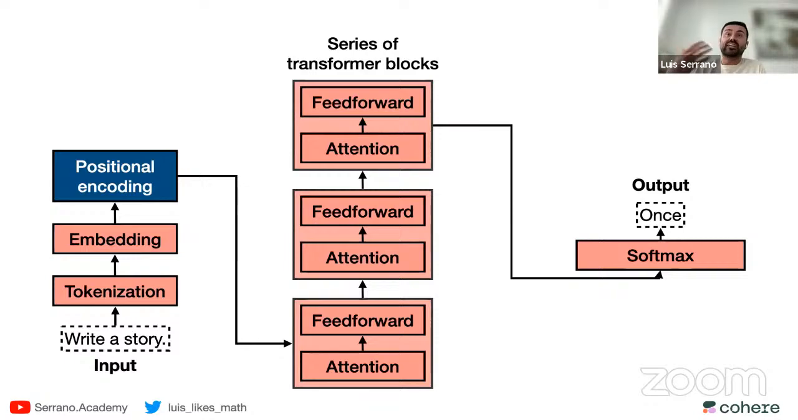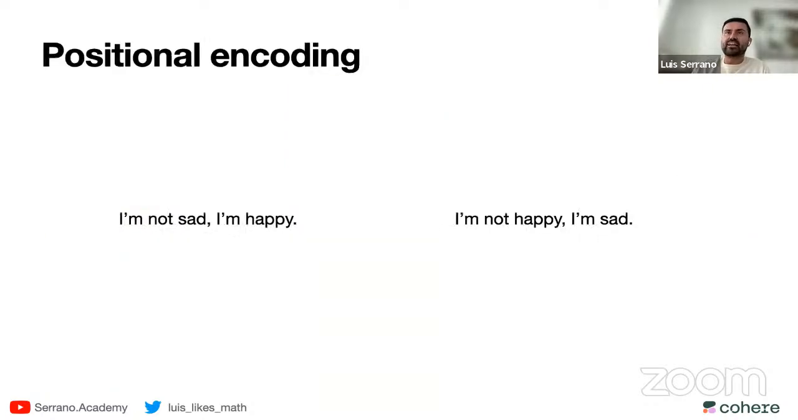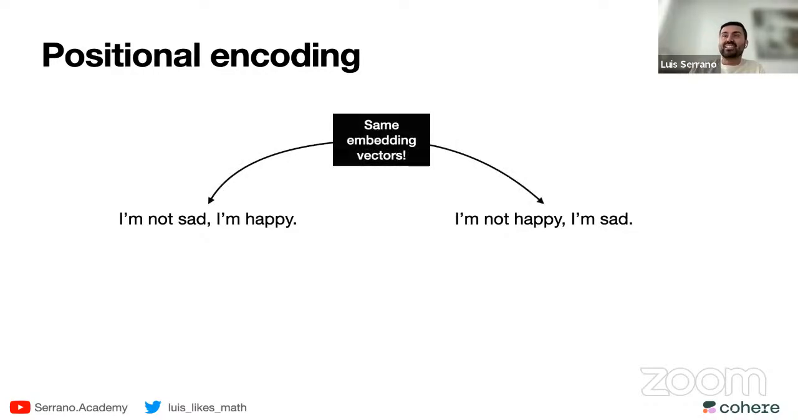Now we have positional encoding. Positional encoding is it basically adds order to the word. So let's say I have the sentences, I'm not sad, I'm happy, and the sentences, I'm not happy and sad. These have the same embedding vectors because I turn the same word into vectors, right? So the question is, how do we sort of disorganize them so that they give us different things?